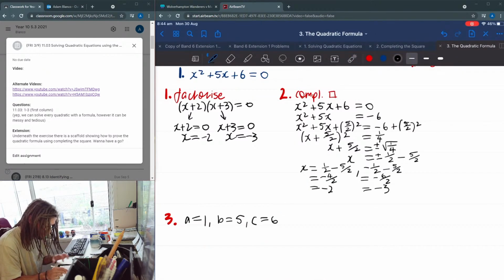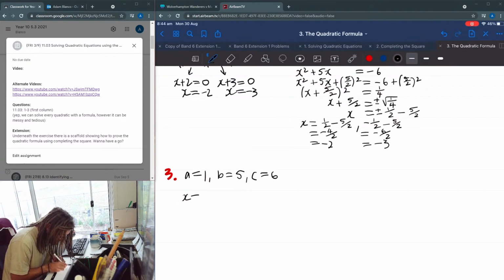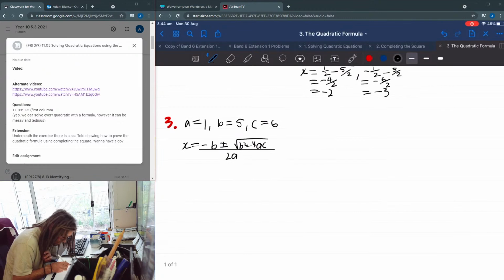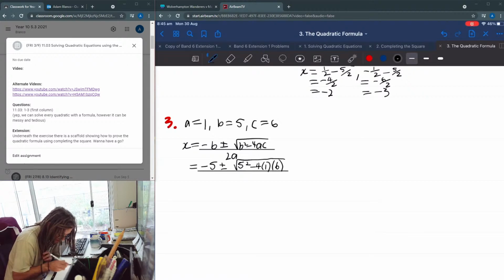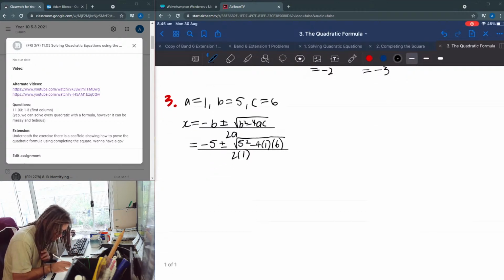Now I'm going to write the quadratic formula. So x equals minus b, plus or minus the square root of b squared minus 4 times a times c, all on 2a. Okay, now I'm just going to fill it in. So minus b, that's minus 5, plus or minus the square root of 5 squared minus 4 times 1 times 6, all on 2 times 1.